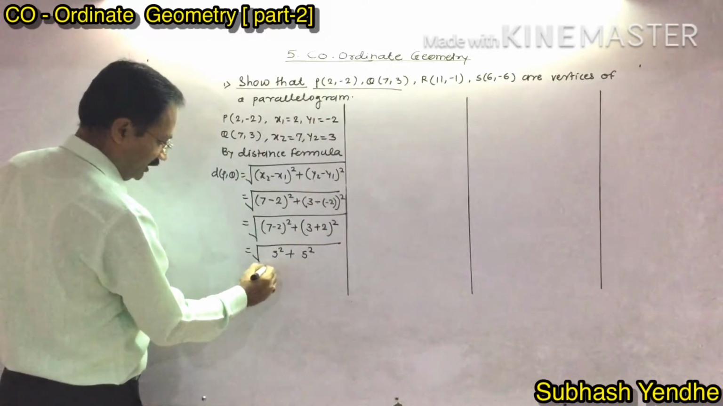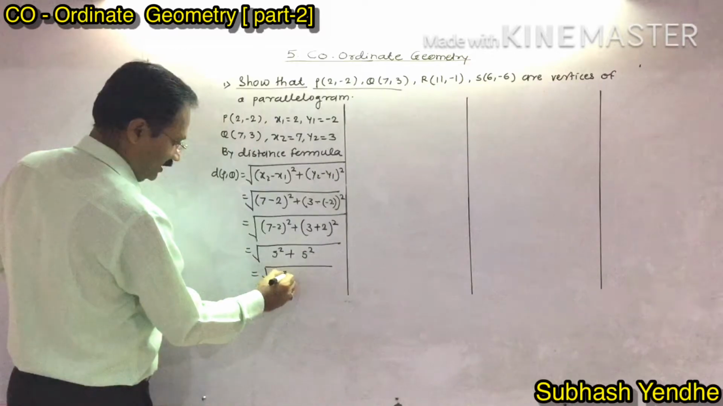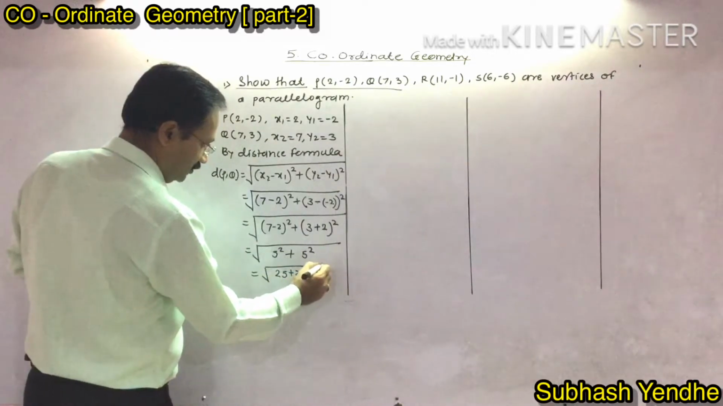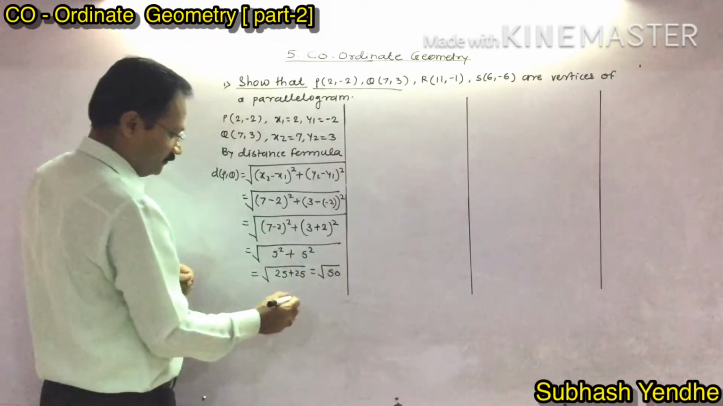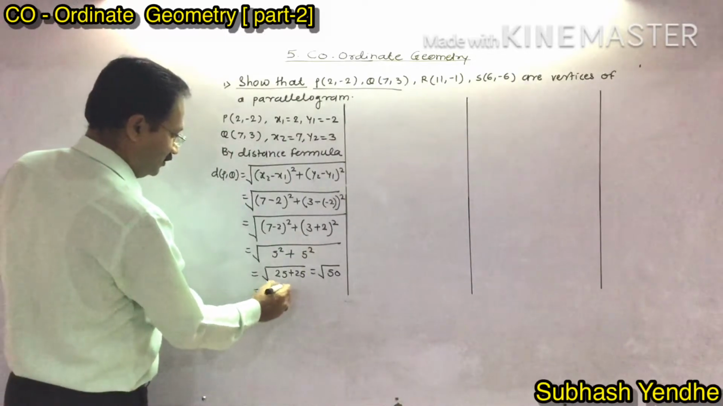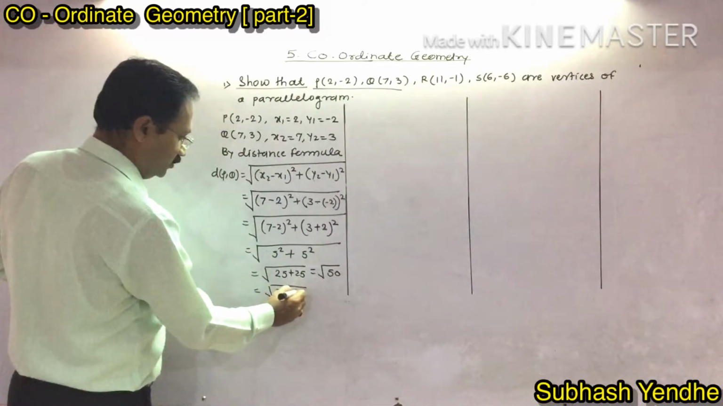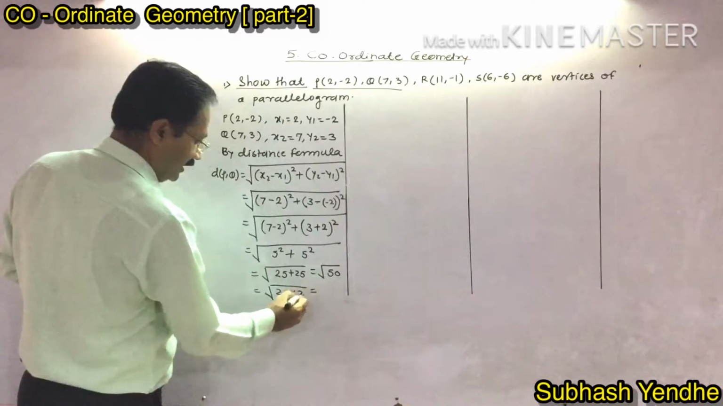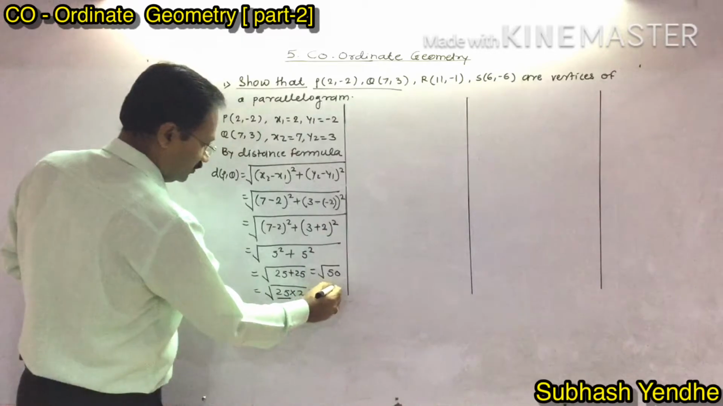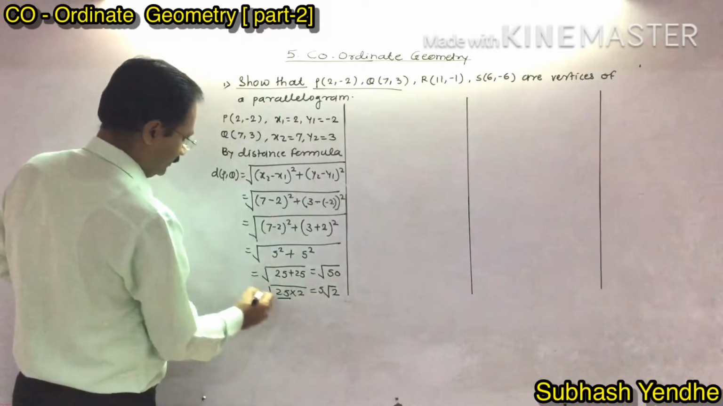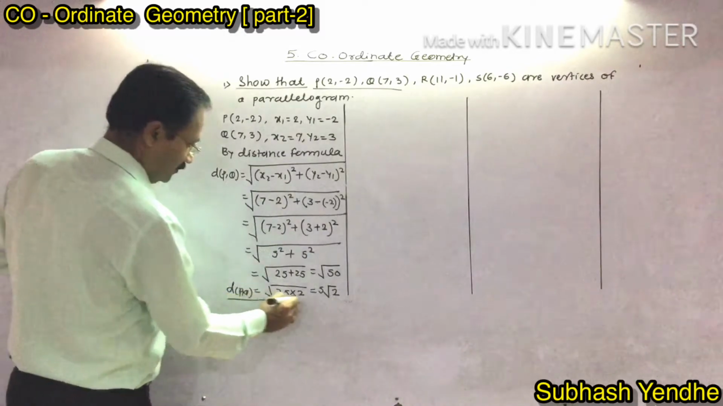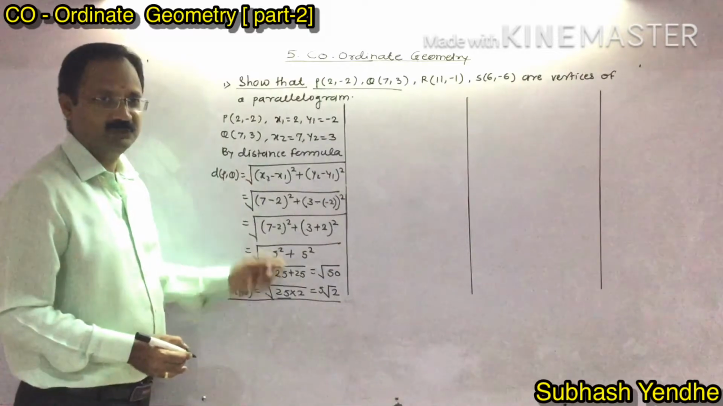So what will we get? 5 square is 25 plus 5 square is 25. So equals root 50. And we can factorize 50 as 25 into 2. The root of 25 is 5 and root 2 will be as it is. So we get the distance PQ equals 5 root 2.